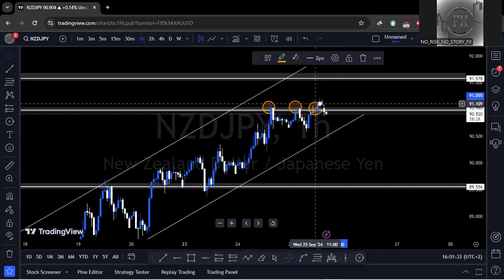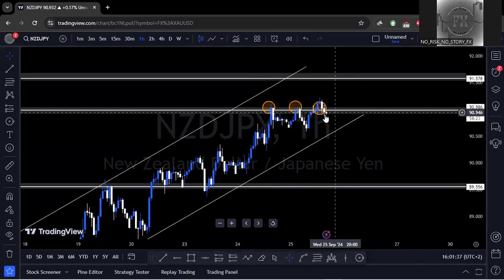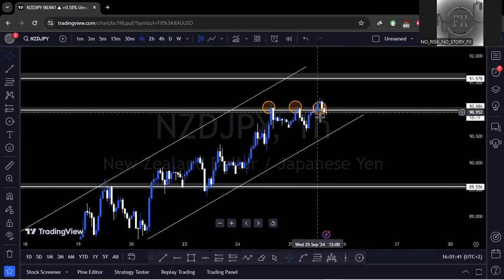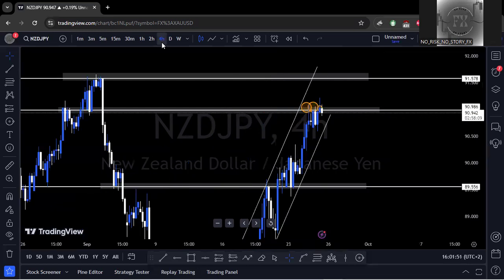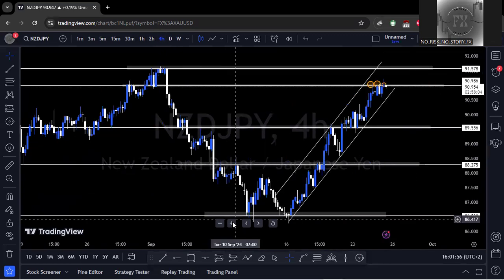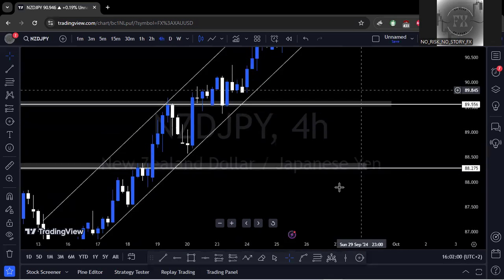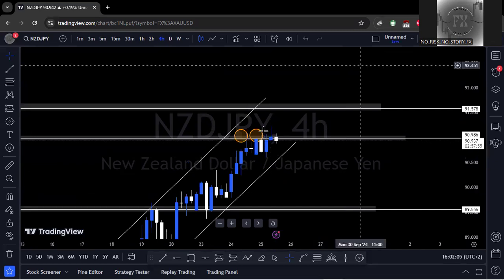right? This third touch is acting like a fake out. Why am I saying it's a fake out? It's a fake out because the market just went up, then now it's coming back around these areas here. So if you go to our 4 hour time frame, you can see properly here that this is indeed a fake out. It was just a weak rejection, right?